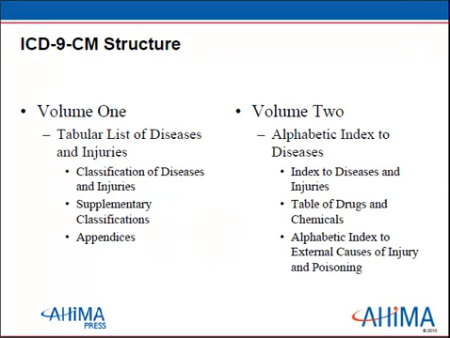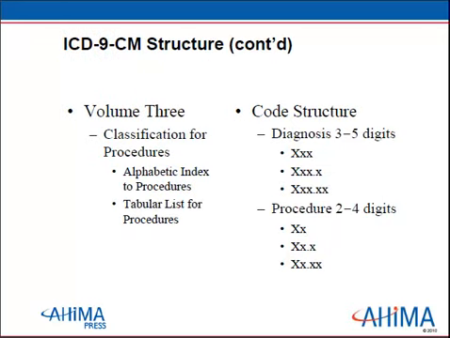If you've taken coding, this is again a review. Volume 1 is our tabular list of diseases. Volume 2 is our alphabetic index to diseases. And we have to remember that we cannot just code from one or the other in this ICD-9-CM for diagnosis coding. Volume 3 is our procedure index. Our codes are from 2 to 4 digits for the procedures. If you've taken an ICD-10 class, these codes, especially for the procedures, are drastically different.